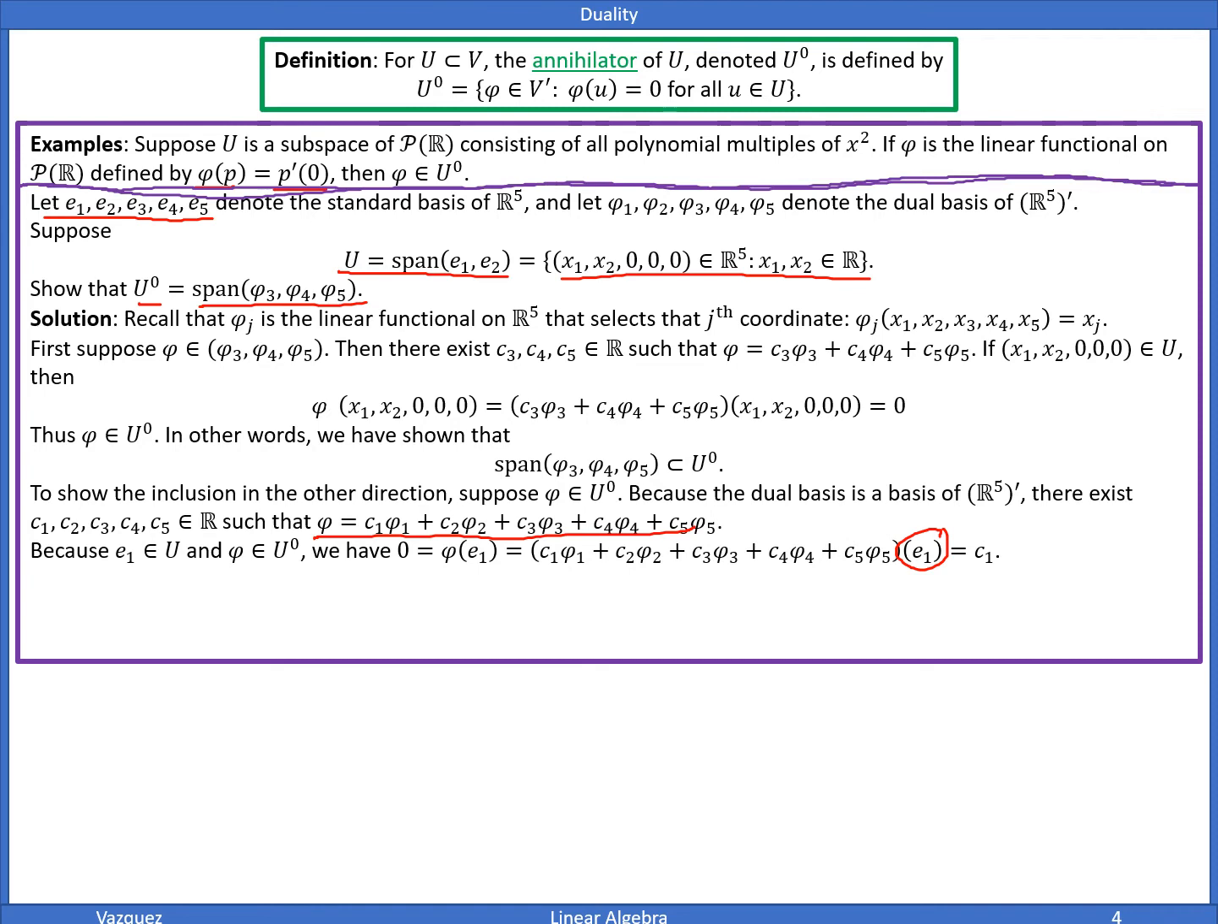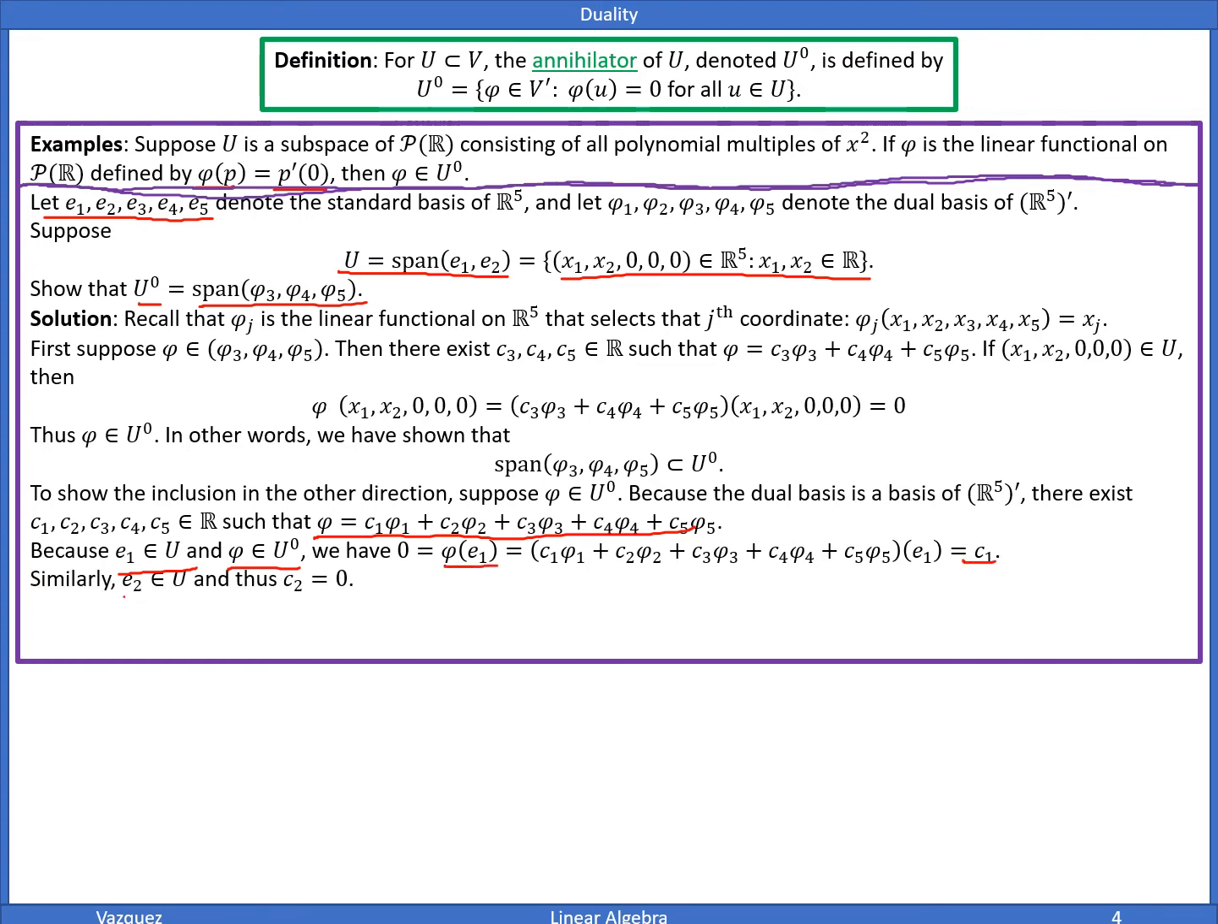Right, so here, phi1 corresponds to E1, so this becomes a 1 times C1, which is equal to C1, and all the rest disagree, right? 2 is not equal to 1, 3 is not equal to 1, 4 isn't equal to 1, 5 isn't equal to 1. So these become 0, 0, 0, 0. So that's why we just get C1. So again, because E1 is in U and phi is in the annihilator of U, we get that phi of E1 is equal to C1.